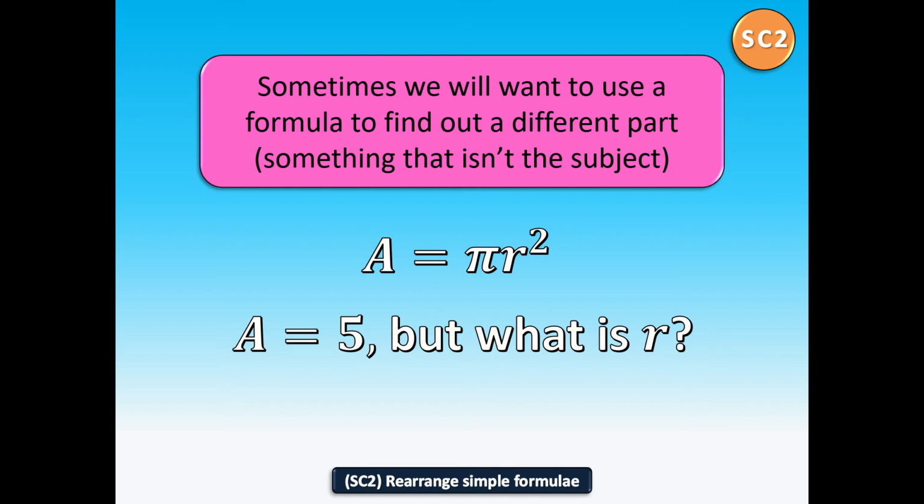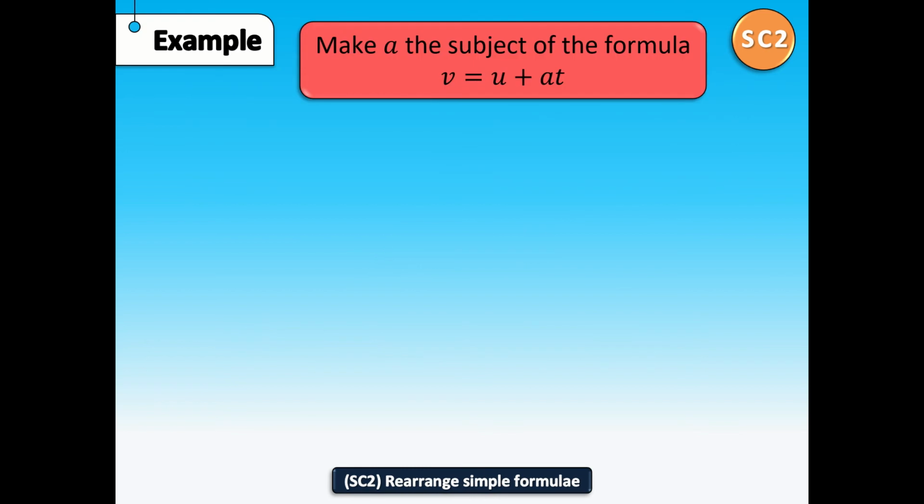Sometimes we want to use a formula to find a different part, so something that isn't the subject. So if we were given A, but we wanted to find r. So in this question, we want to make A the subject of the formula, v equals u plus at. So we're going to make A the subject of the formula using the balancing method.